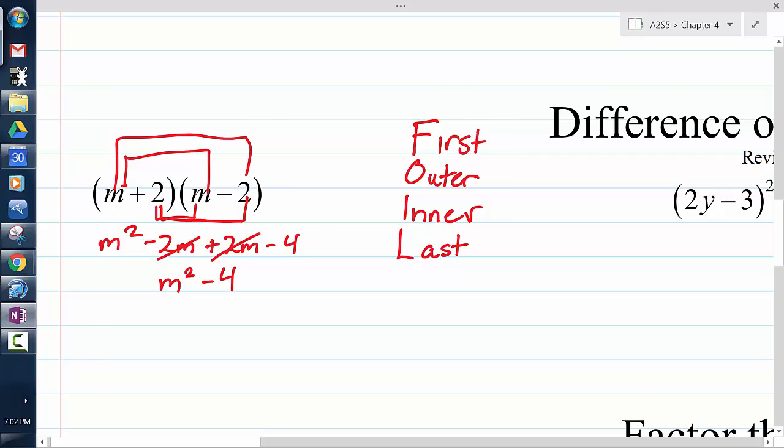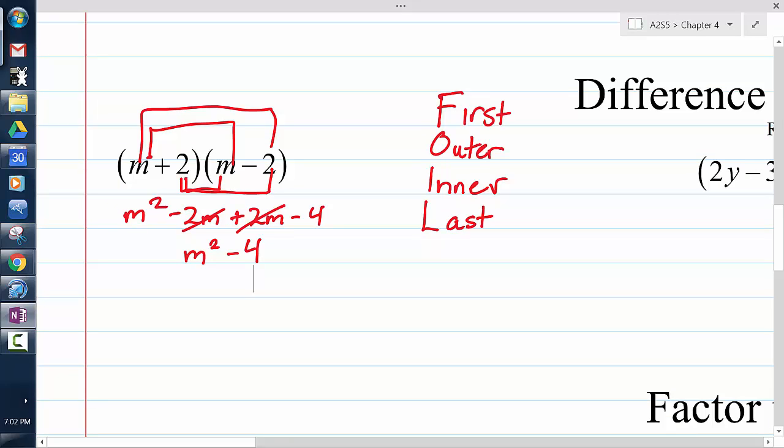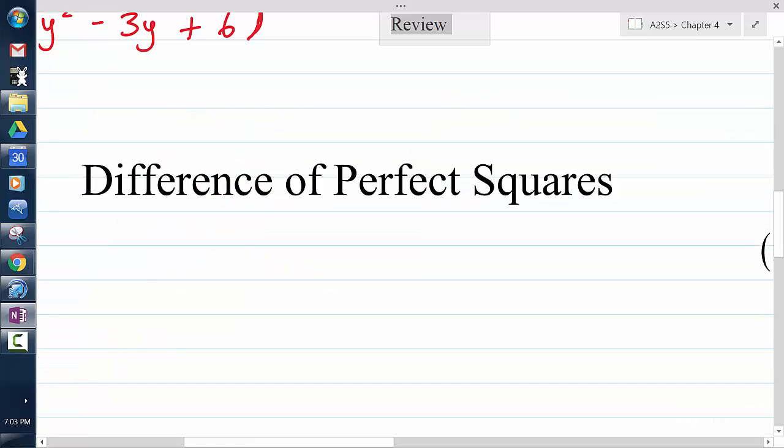What we're doing is the exact backwards of that. Notice that when I multiply those two things together, I got m squared minus 4. What that means is that m plus 2 times m minus 2, those are factors of m squared minus 4. So if I were to factor m squared minus 4, this would break down to m plus 2 times m minus 2. Which brings us to our second type of factoring, difference of perfect squares, difference of squares, whatever you call it.